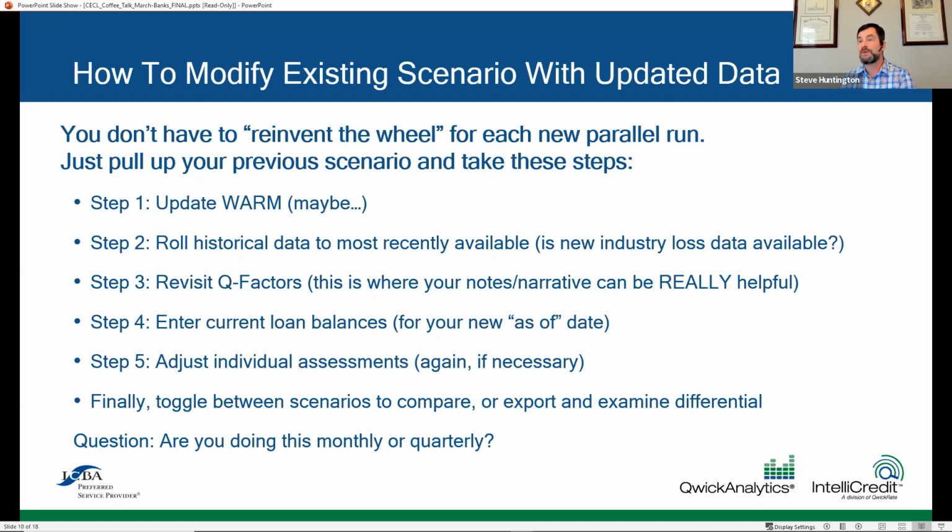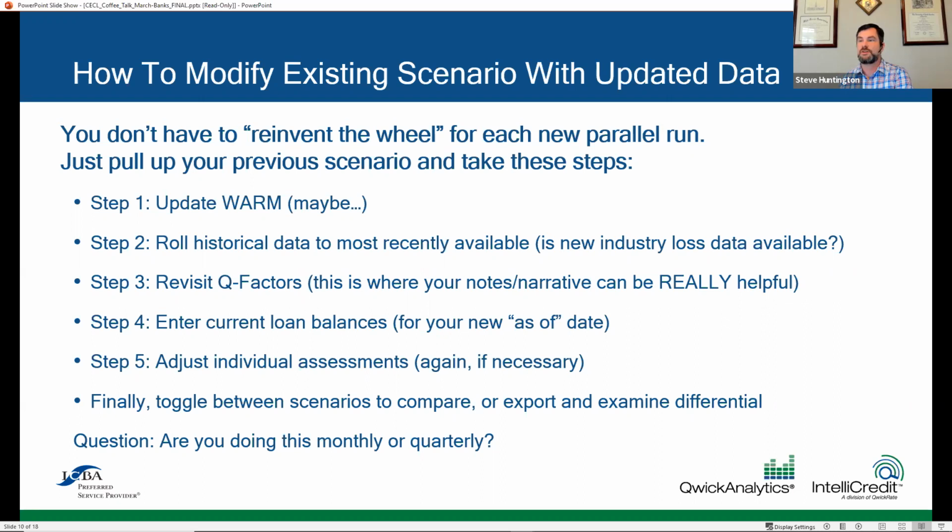However, you probably spent a good deal of time your first time around calculating your WARMs, intelligently going through your segments one by one and making qualitative factor adjustments, both internal and external, plugging in some information about individually assessed loans, and then managing some of the unfunded commitment section. So you don't have to redo that work each time. You can pull up an old scenario and then follow these steps.